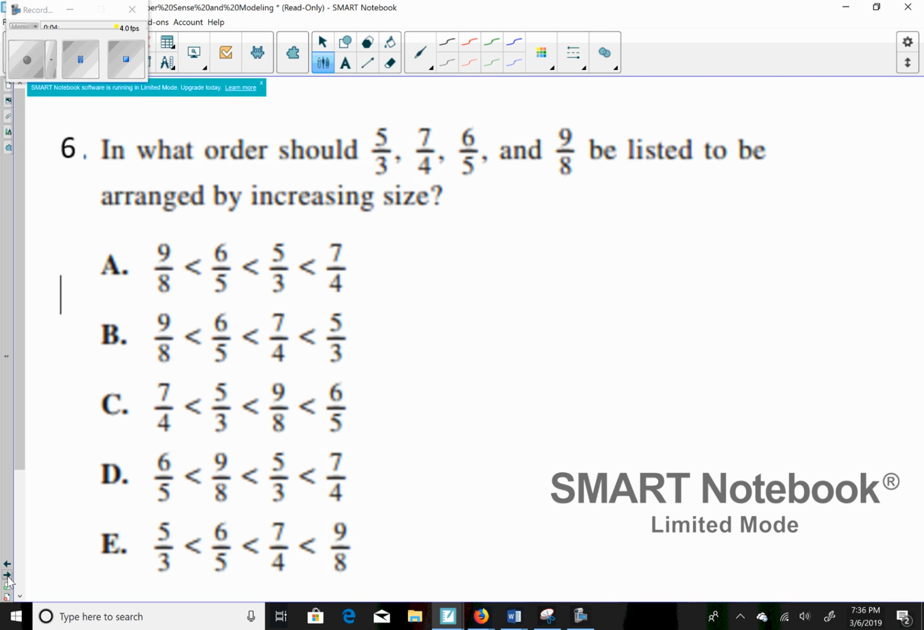Number 6, in what order should the following fractions be listed to arrange them in increasing size? The best way to do that would be to change each one of them to a decimal. So this one ends up being 1.67. This one ends up being 1.75. 6/5 is 1.2. And 9/8 is 1.125. So if I want to do the increasing order, I'm going to start with 9/8, 6/5, 5/3, and 7/4, and that is choice A.